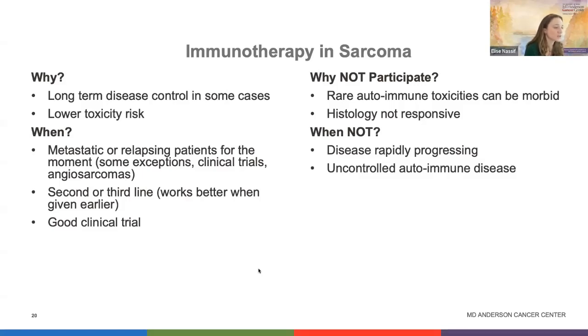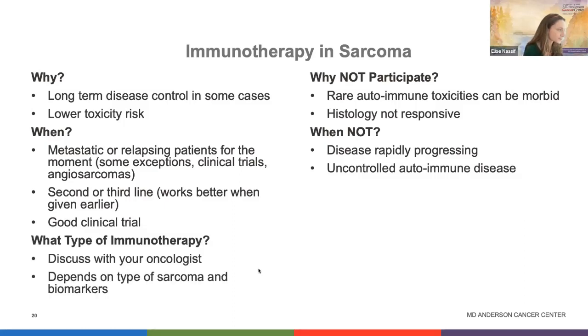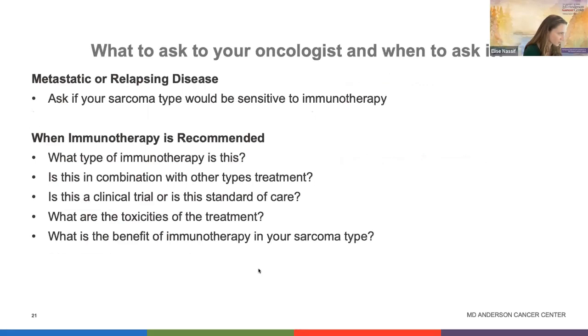And in these combinations, maybe combo with immunotherapy makes sense. But if the disease is rapidly progressing, immunotherapy alone is unlikely to be helpful. Then what type of immunotherapy in the standard of care setting? Right now, we only have the immune checkpoint blockade treatment, but you should discuss with your oncologist, and it depends on the sarcoma types and on the biomarkers of response.